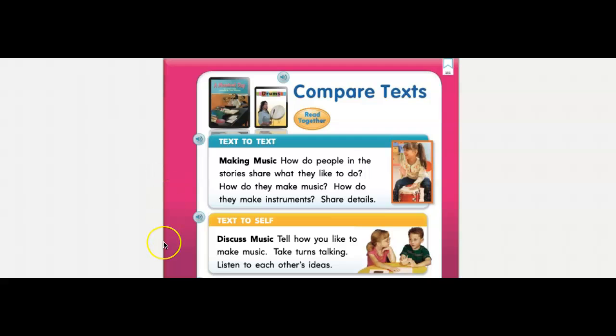We will also be talking about how you like to make music. Do you like to make your own instruments? Do you like to make music by making noises with your mouth? Do you play a real instrument at home? Be thinking about these questions as we learn more about our stories this week.